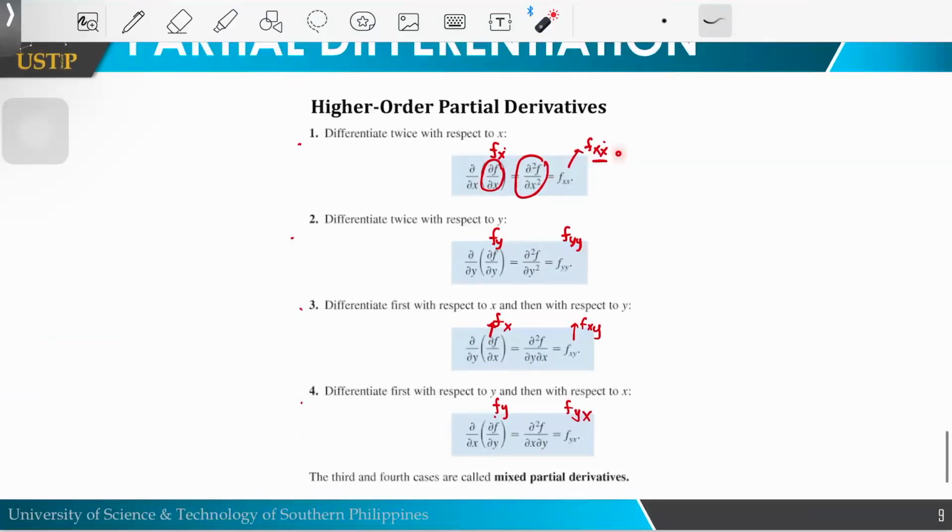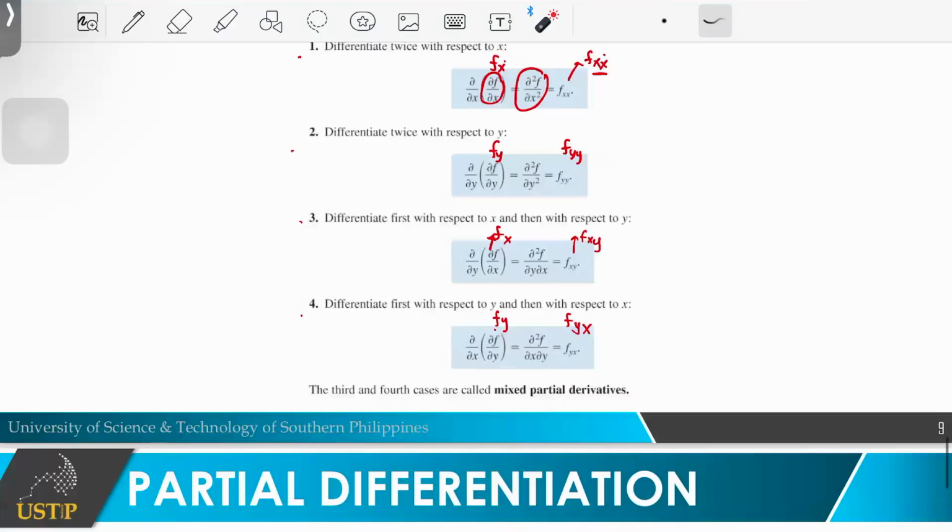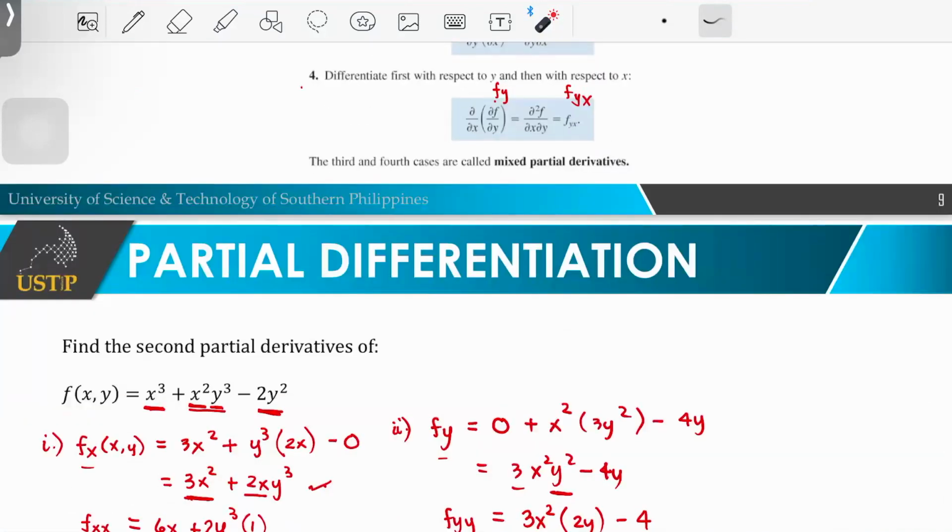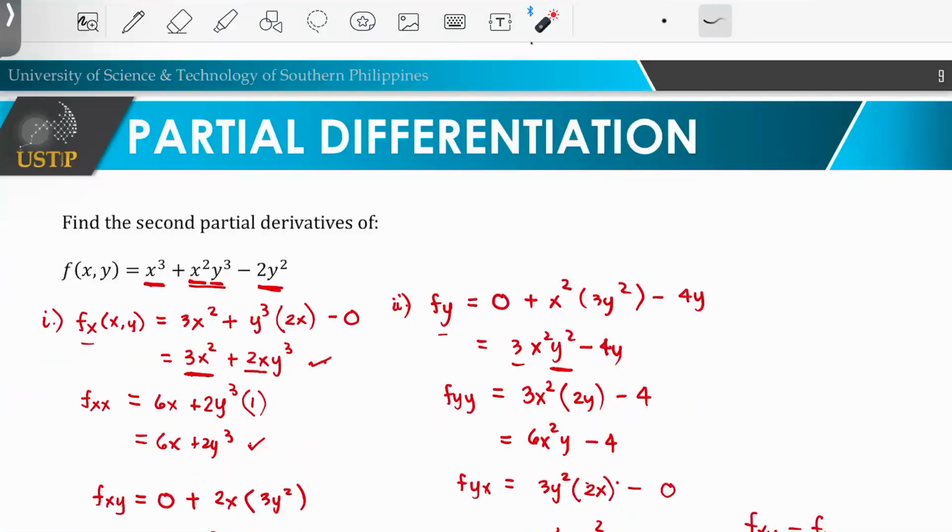First are fxx, fyy, fxy and fyx. So these are the different second partial derivatives of the function. We start with the first derivative, the partial derivative with respect to x only.